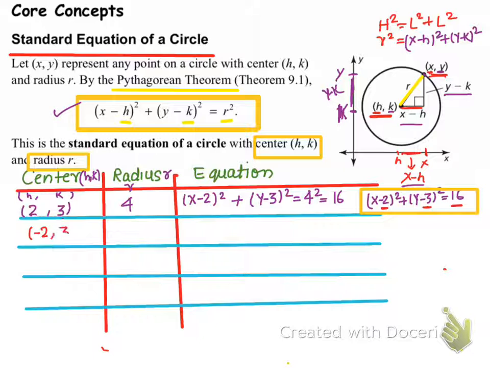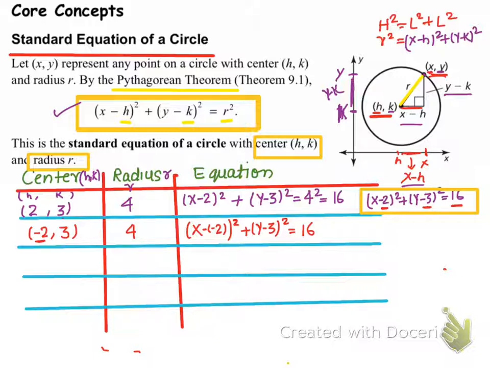Let me take negative 2 comma 3, and the radius is 4. So when you plug it in, you have to be super careful, because x minus h is already negative here, so that's going to be x minus minus 2 whole square plus y minus 3 whole square is equal to, I'm directly writing that 16.